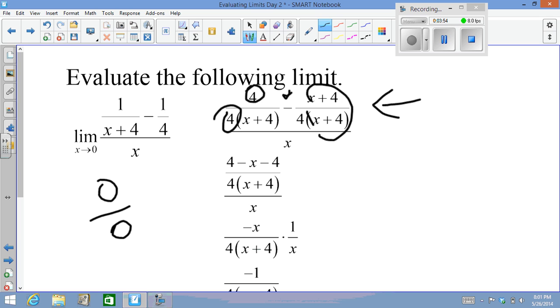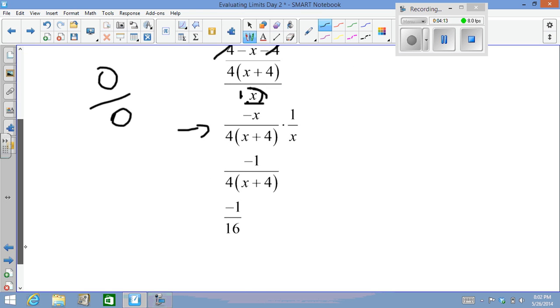And then I can combine like terms, and I'm left with the 4's canceling out. So I'm left with negative x over 4 times the quantity of x plus 4. And then I can take this x that's down here, and remember that's x over 1. Since I'm dividing, I can flip it and make it 1 over x.